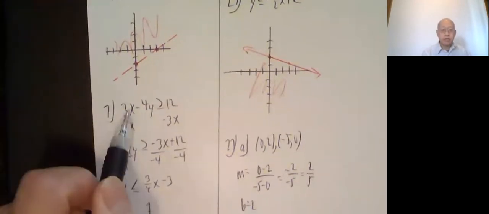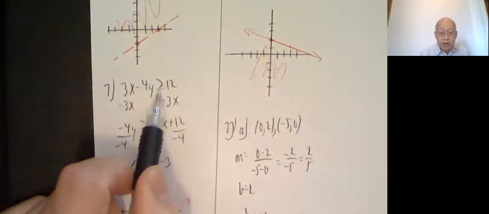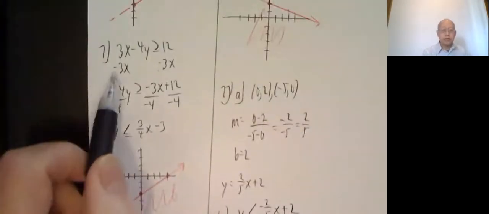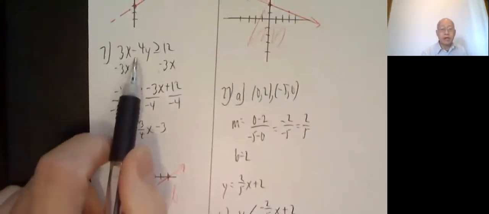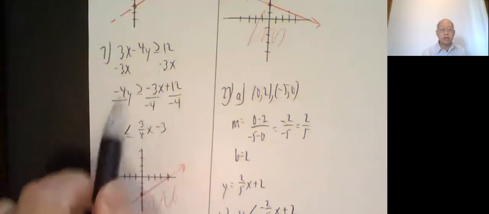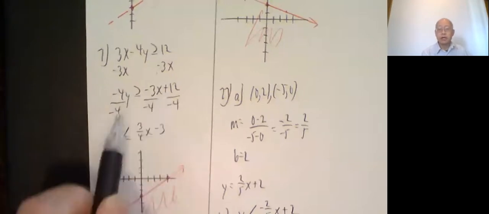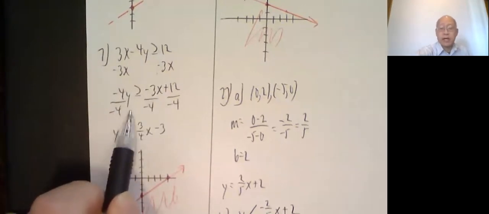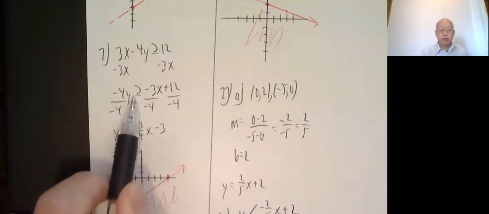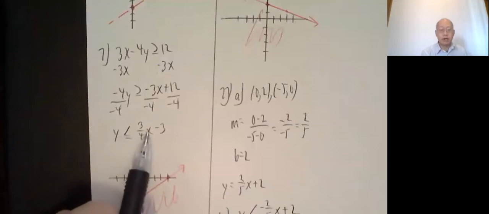Okay, number 7, 3x minus 4y is greater than or equal to 12. That line there automatically tells me I'm going to have a solid line this time. Isolate the y, get y on one side, mx plus b on the other. So minus 3x, minus 3x. Negative 4y is greater than or equal to negative 3x plus 12. Divide by negative 4. Again, that's a negative number, so I switch the inequality symbol from greater than or equal to less than or equal to. y is less than or equal to 3/4 x minus 3.